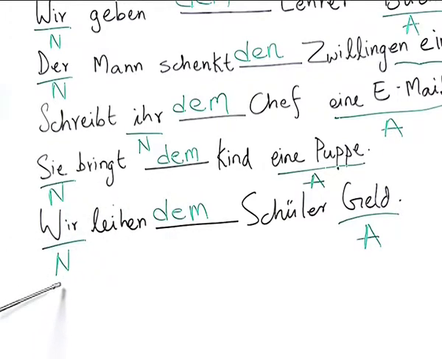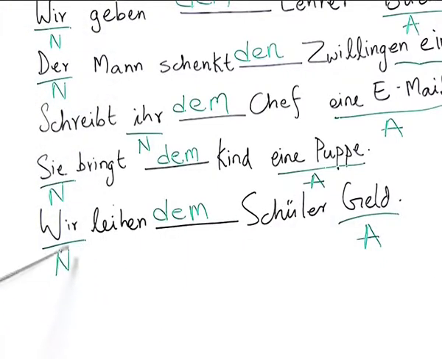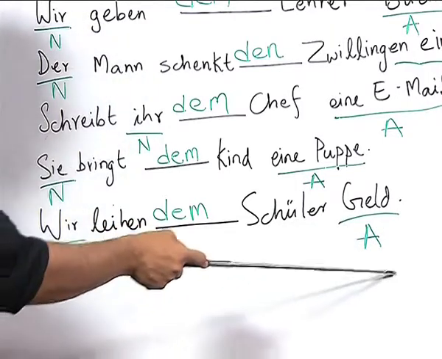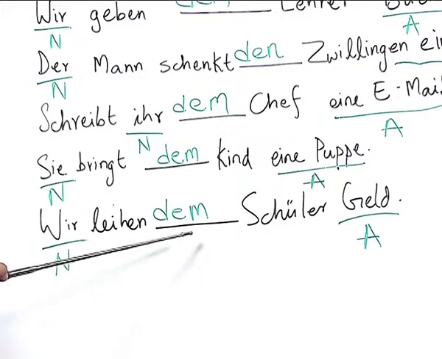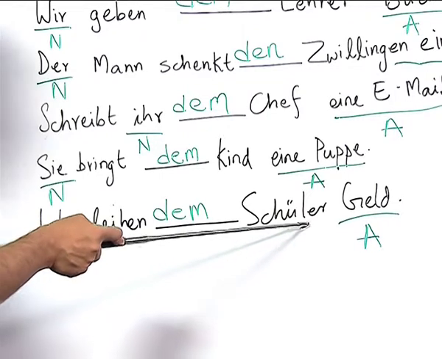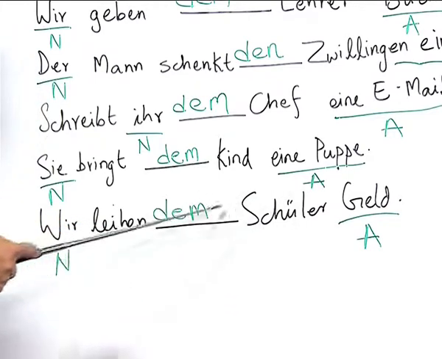Now, in sentence number 6, wir leihen dem Schüler Geld. Here again the student has correctly identified wir, the pronoun, as nominative. Here we have the verb leihen, which means to lend, and here now we have to ask the question, what do we lend? And we have the answer Geld, which means money, which becomes the accusative. To whom do we lend? And that becomes the dative, dem Schüler. Schüler means a school-going student, and you know the article of Schüler is der Schüler, and in dative it becomes dem.